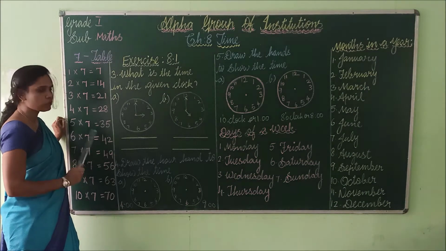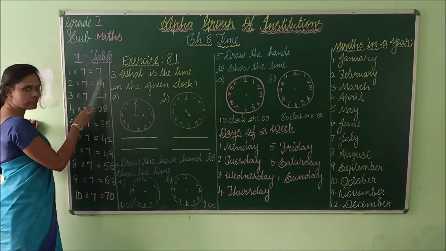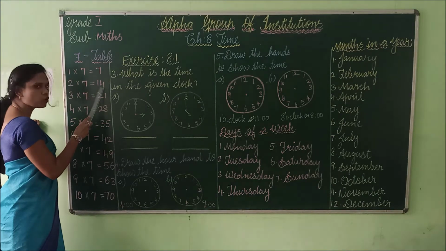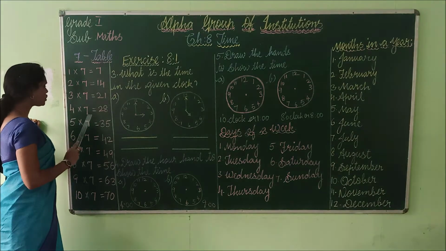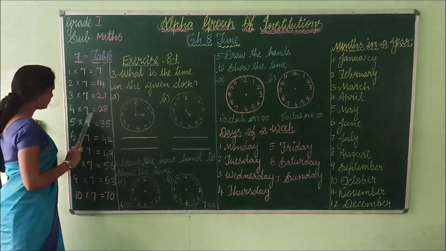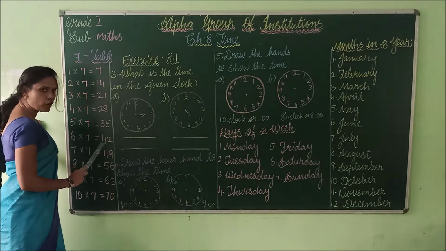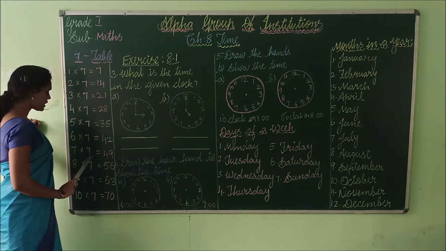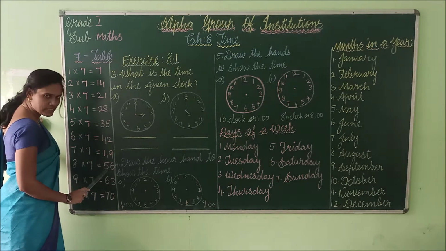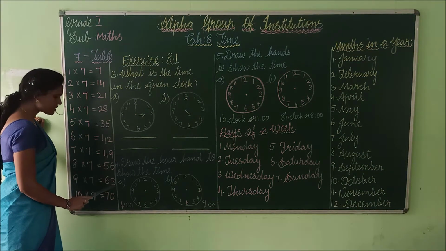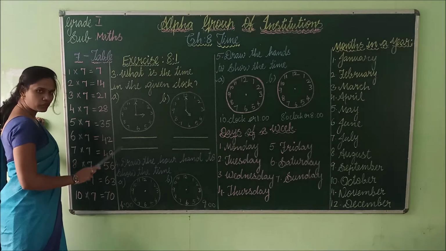Repeat after me, okay? You have to practice 7 table, okay? Fine. See, 1 7 is 7. 2 sevens are 14. 3 sevens are 21. 4 sevens are 28. 5 sevens are 35. 6 sevens are 42. 7 sevens are 49. 8 sevens are 56. 9 sevens are 63. 10 sevens are 70. Okay, you have to practice.